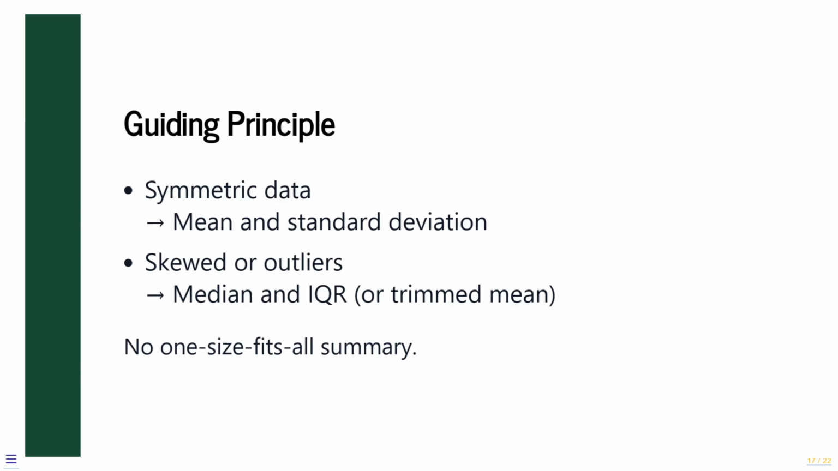The guiding principle for quantitative data is straightforward. If the data are symmetric and well-behaved, use the mean and standard deviation. If the data are skewed or contain outliers, use the median and interquartile range, or possibly a trimmed mean. There is no one-size-fits-all summary. Choosing statistics that align with the distribution ensures that our reported numbers genuinely reflect the underlying data rather than distorting them. Good statistical practice is not about computing as many numbers as possible. It is about choosing the right numbers.